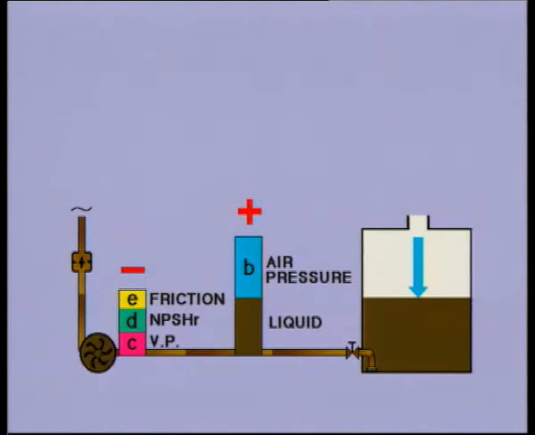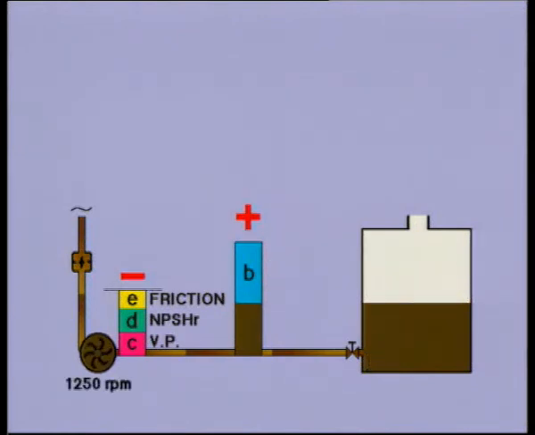Obviously, the trick is to reduce the size of the negative column. You can't do much about the vapour pressure. Most of the time you don't even know its value, but you should be aware of the problem. Let's concentrate on the parts we can manipulate. Friction is lowered when the flow of liquid is reduced. Net positive suction head required is also related to the flow and the speed of the pump. A lower speed results in a lower NPSH required. So, to reduce the size of the minus column, it looks like a good idea to slow down the pump.